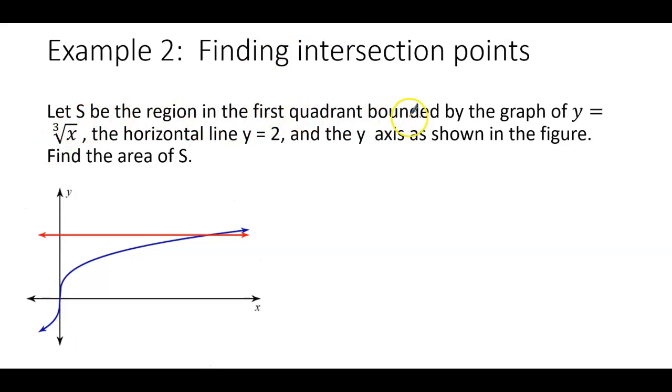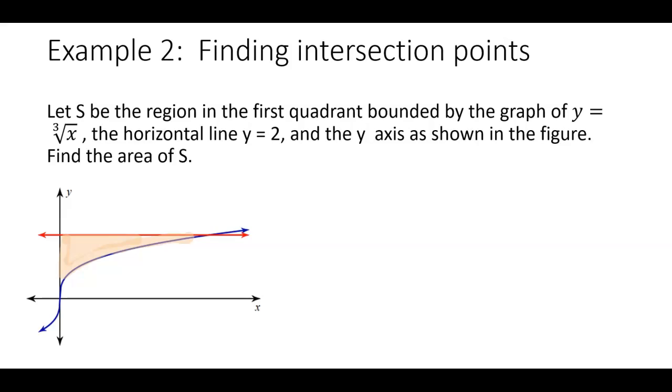So let S be the region in the first quadrant bounded by the graphs of the cube root of x. Now, that's a weird function, so I'm going to assume that's probably this curving blue line here. And the horizontal line y equals 2. That's the red line here. Y equals 2 is a horizontal line, in case you guys forgot. So the horizontal line is the one that's on top, and the cube root of x is the one on the bottom. And we're only looking at the area in the first quadrant, as shown in the picture. So that would be this area here.